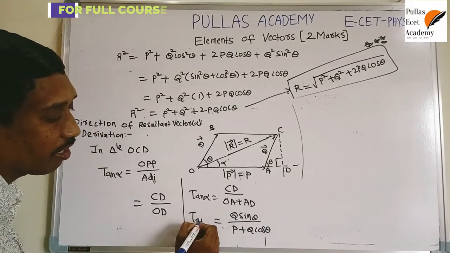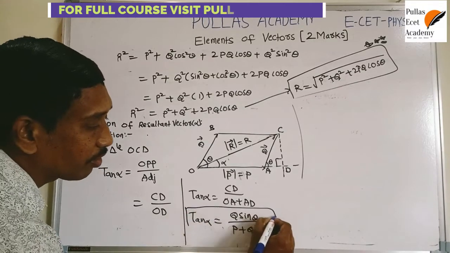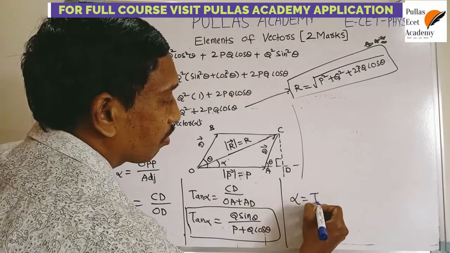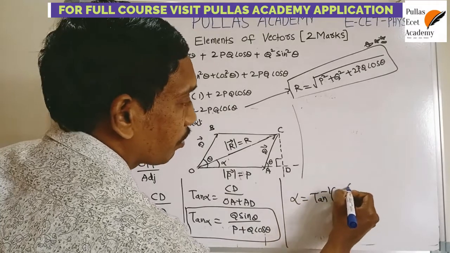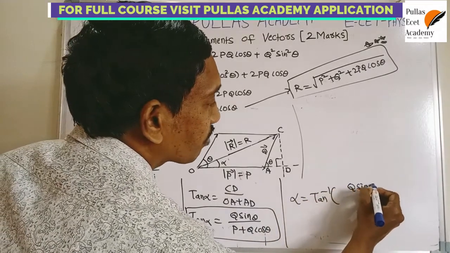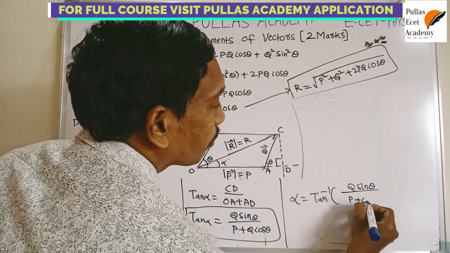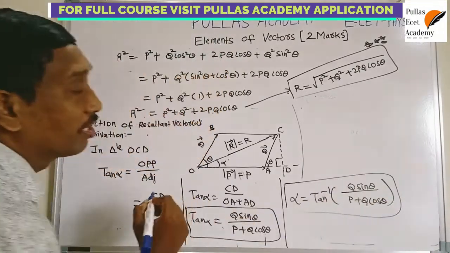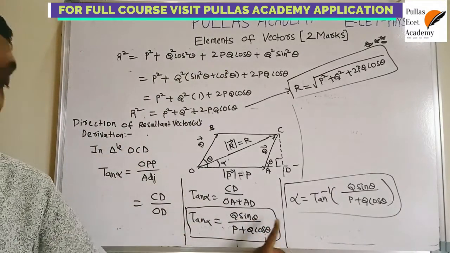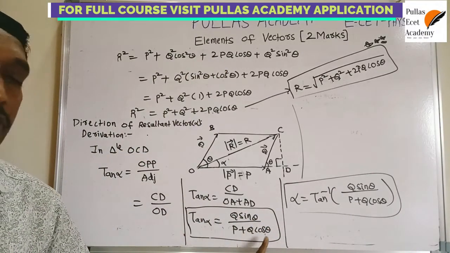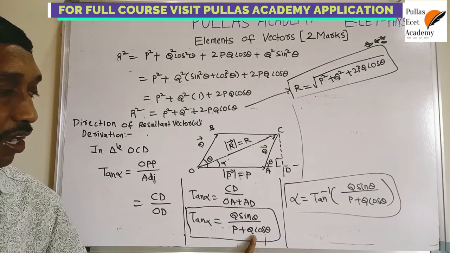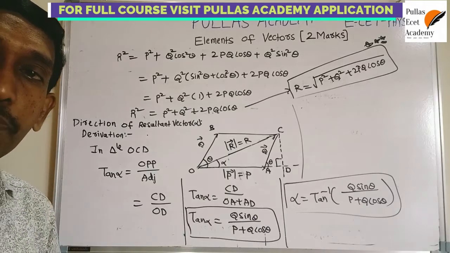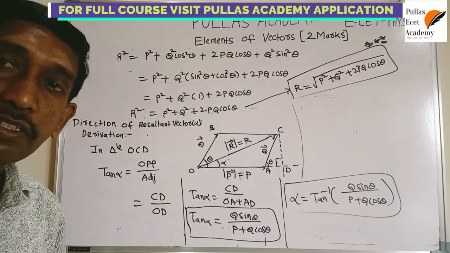This is about the tan alpha equation. Tan alpha is equal to Q sin theta by P plus Q cos theta, or alpha is equal to tan inverse of Q sin theta by P plus Q cos theta. This formula is the expression for the direction of the resultant vector. If you know just the P and Q values and theta, you can find the direction of the resultant vector too. This is the procedure. Okay, is it clear?